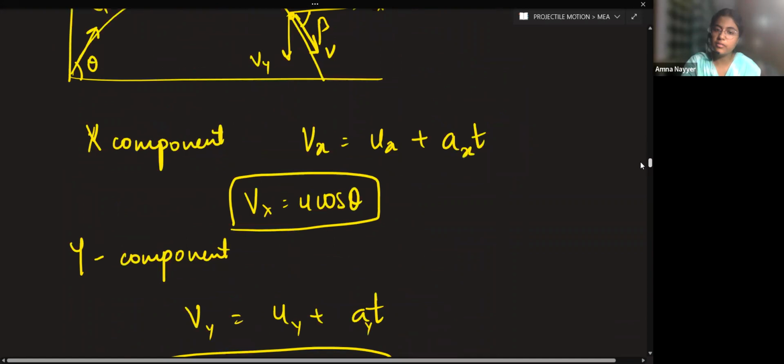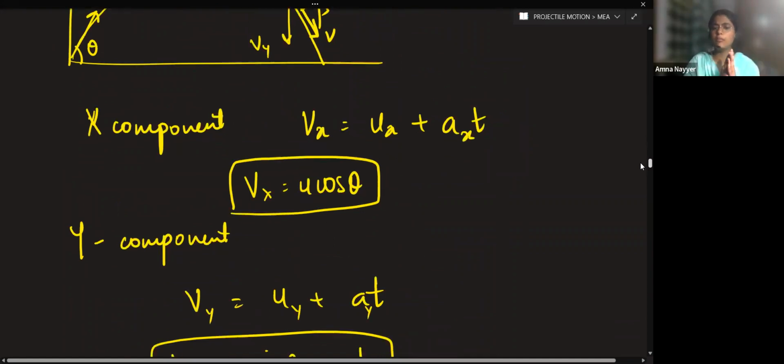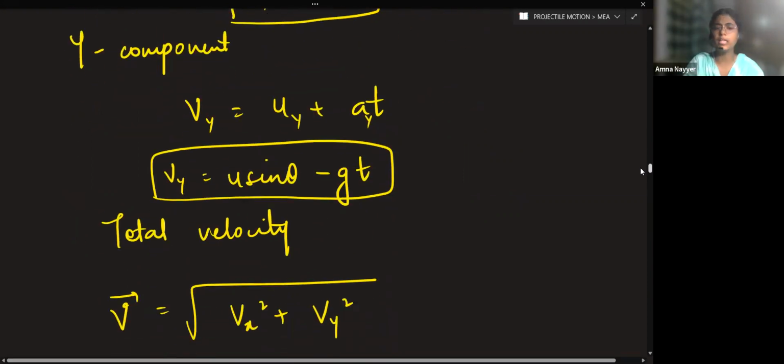Then velocity we had seen. For the x component, you have to write u cos theta as it is. Velocity does not change along the x axis. And for the y component, the y axis, you have to write u sine theta minus gt. Fine, this is the y axis.